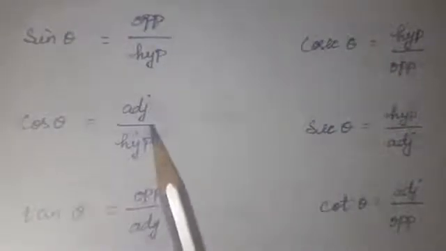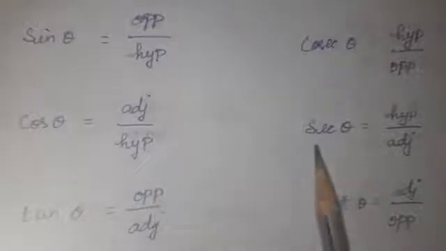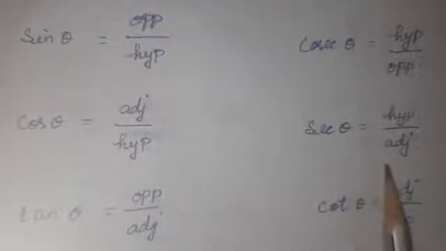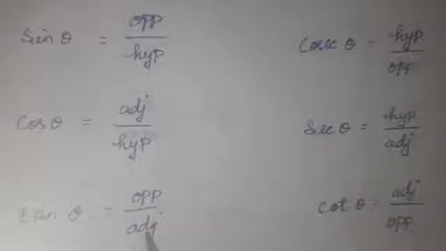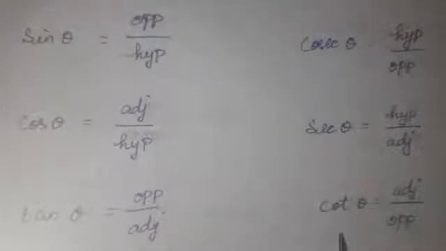Cos theta is adjacent by hypotenuse. Secant theta is hypotenuse by adjacent. Tan theta is opposite by adjacent. Cot theta is adjacent by opposite.